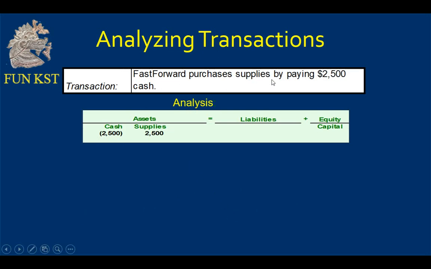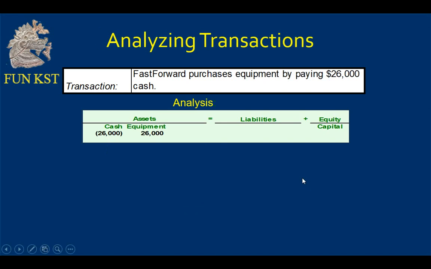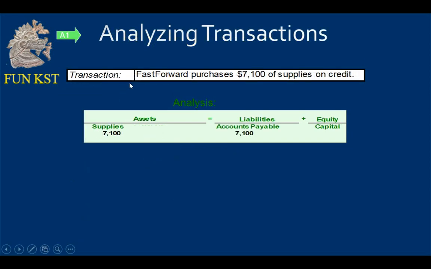Number 2, Fast Forward purchases supplies by paying 2,500 cash. So we have 2 accounts, cash and supplies, and both are asset accounts. So supplies increase 2,500 and cash decreases 2,500. So we put here debit supplies, credit cash 2,500. Another one is Fast Forward purchases equipment by paying 26,000 cash. So we have 2 asset accounts, one is cash and another one is equipment. Cash decreases 26,000 and equipment increases 26,000. So debit equipment. In a journal entry, we need to record the account in debit first, and then we record the following account, credit cash.